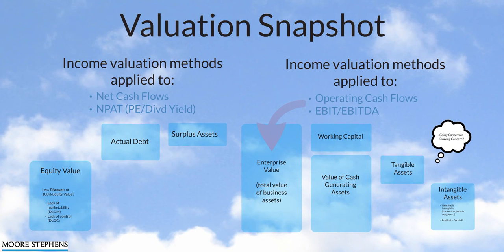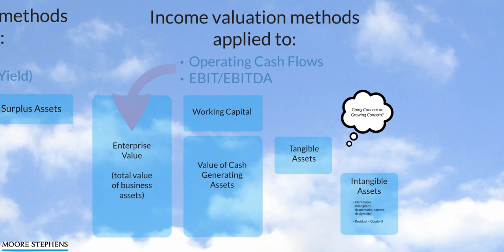So how does a valuation come together? Let's say we use our income valuation methods applied as a multiple of earnings or a discounted cash flow. The number we come up with is called the enterprise value. This is the total value of the business assets and is made up of working capital, tangible and intangible assets, including goodwill.